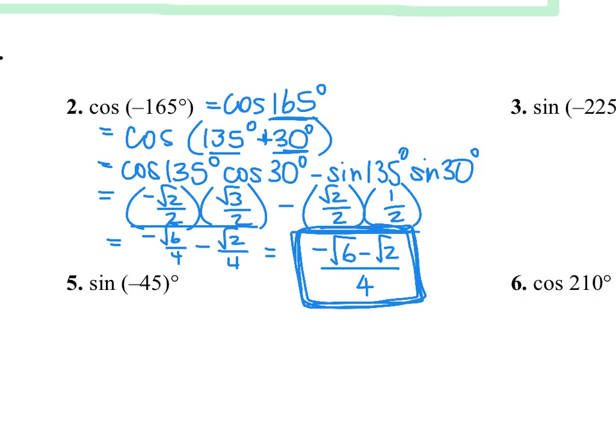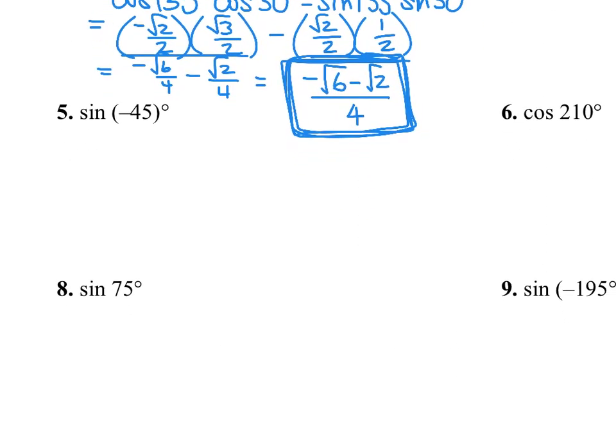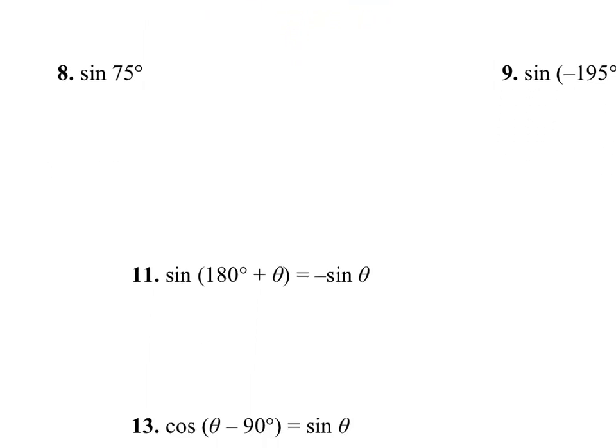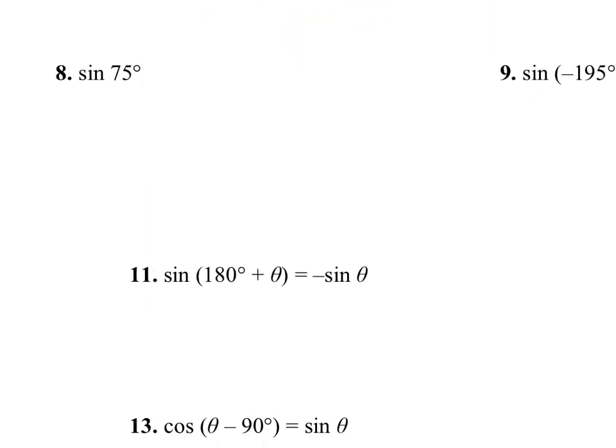Okay, let's go ahead and do another one. Let's jump to number 8. All right, so number 8, we have sine of 75 degrees. And let's go ahead and rewrite that 75 degrees into angles we have on our unit circle. So hopefully you're thinking sine of 30 degrees plus 45 degrees.